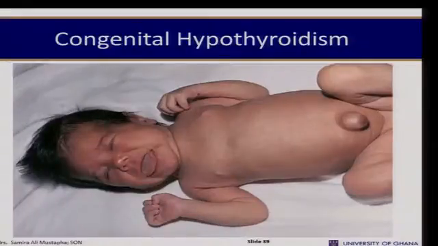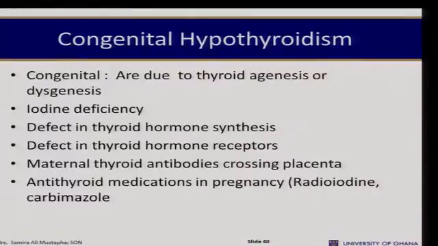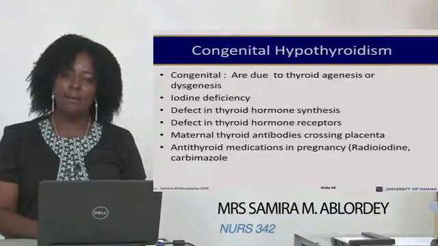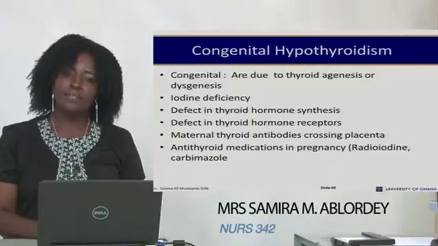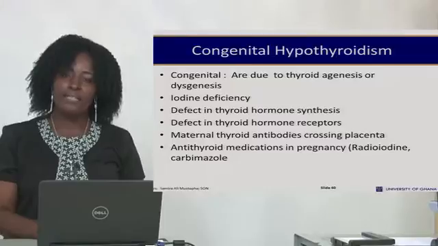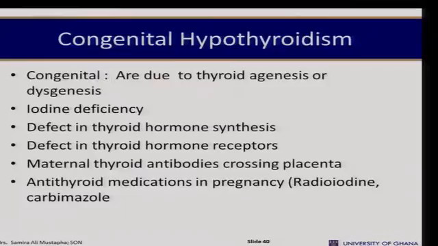So congenital hypothyroidism is due to absence of the thyroid gland, which is thyroid agenesis, or dysgenesis, where there is some malformation, or iodine deficiency from the diet, defects in thyroid hormone synthesis, defects in the receptors, maternal thyroid antibodies crossing the placenta, or as a result of a drug that the mother takes. An example is carbimazole.